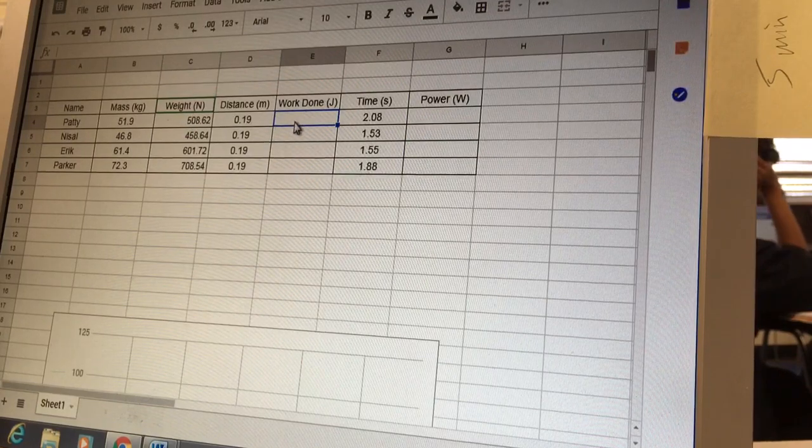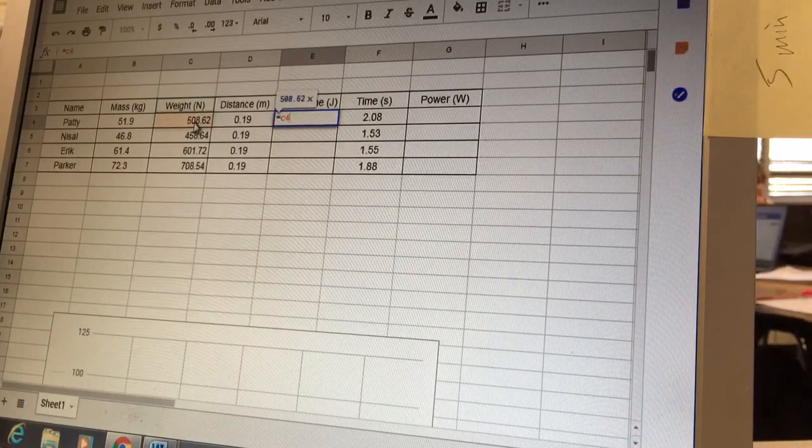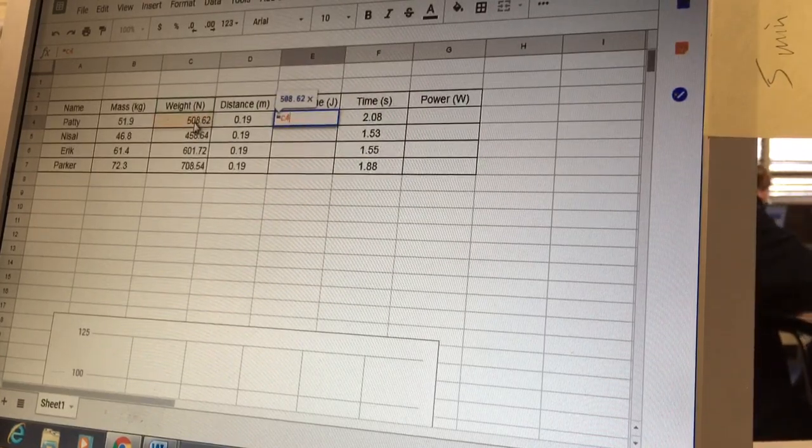So if I wanted to figure out the work done by Patty, I would take her weight. What do I have to put in here first to tell it to do math? Equals sign. I would take her weight. Should I type in the number? I could click on it or type in C4. And then what do I have to do with that? How do I figure out work? Shift 8, right? So times, with the asterisk.